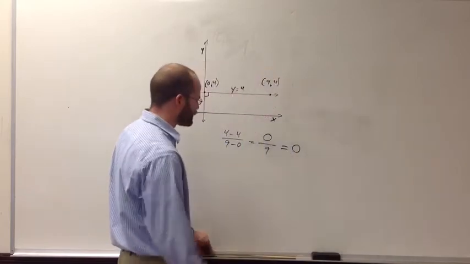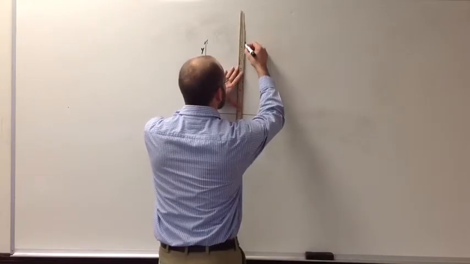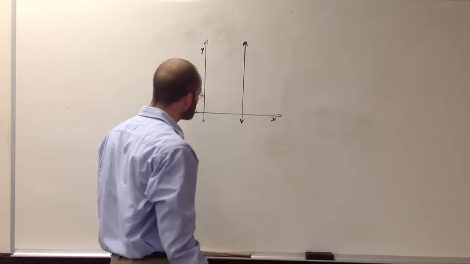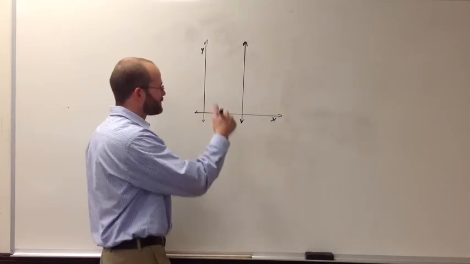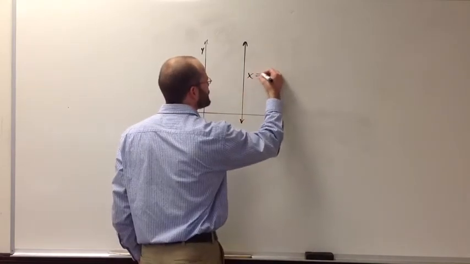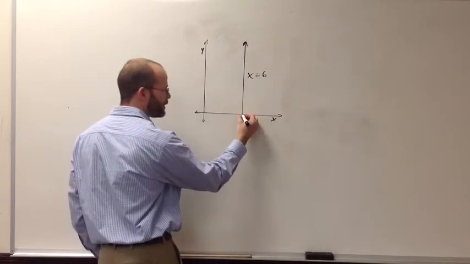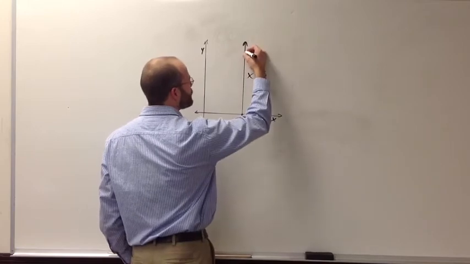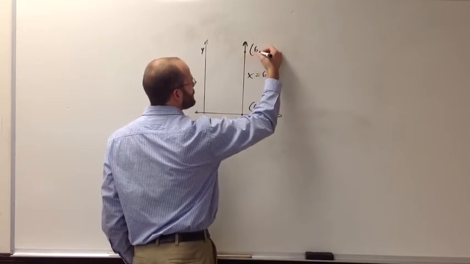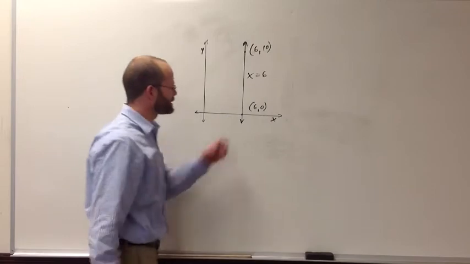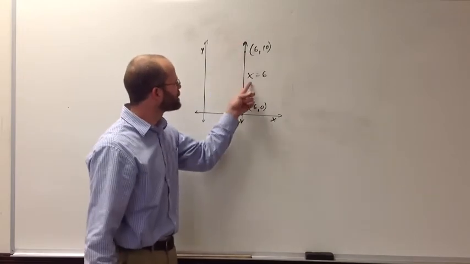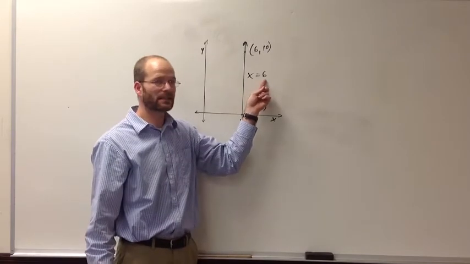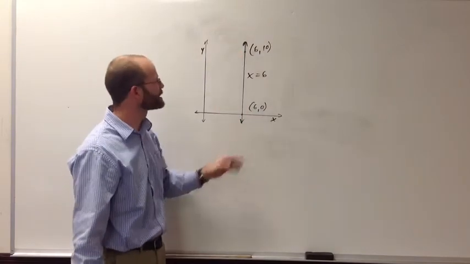Let's look at one other type of line. Let's look at a vertical line, such as this one. We'll just stipulate that this is the vertical line x equals 6. So this point right here must be 6, 0. And we'll just pick some other random point on here. Suppose this is 6, 10. 6, 0, and 6, 10. Notice that any point on this vertical line will have value x equals 6. All of the x values are 6.